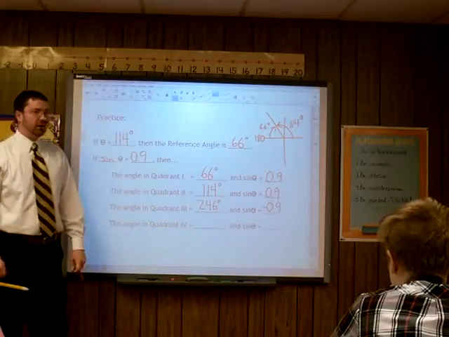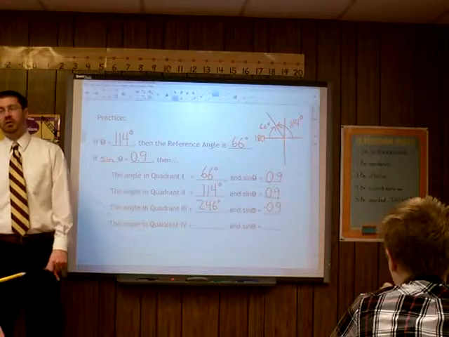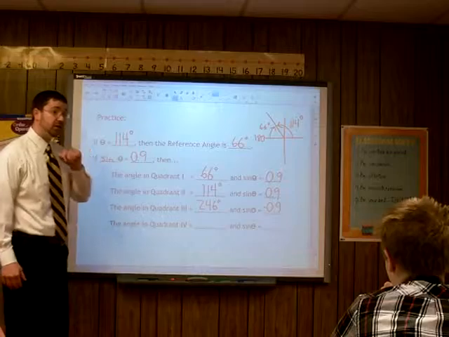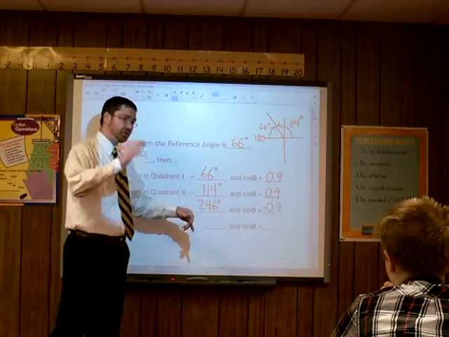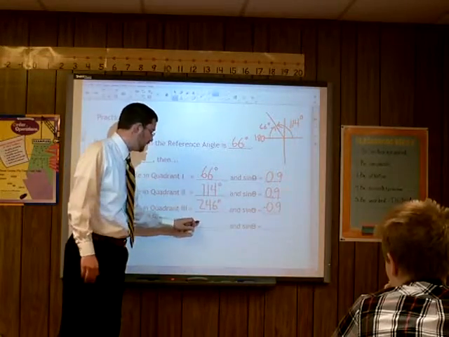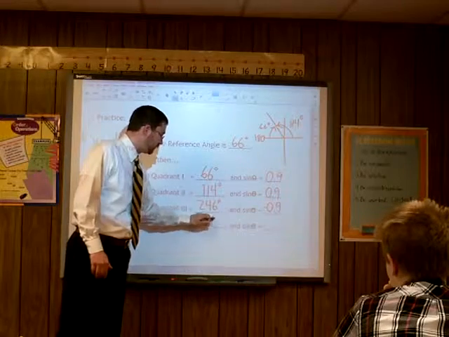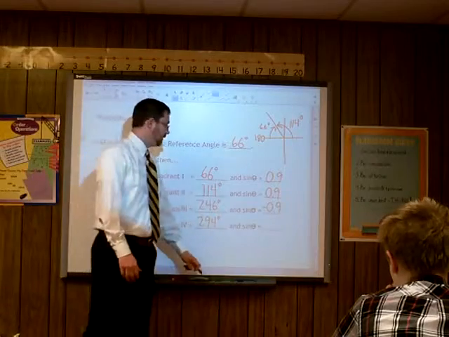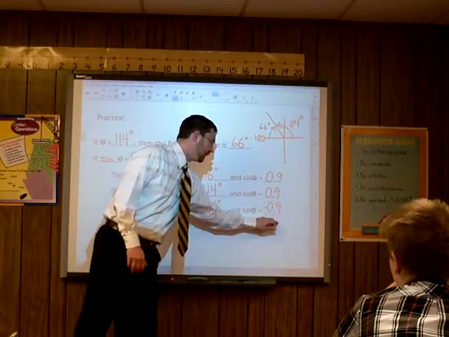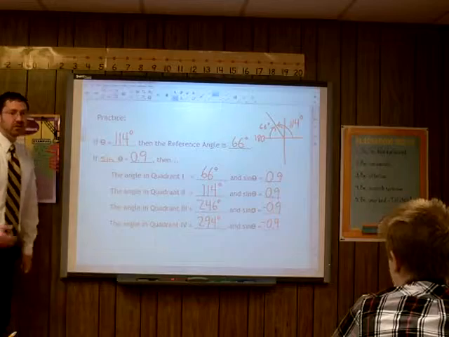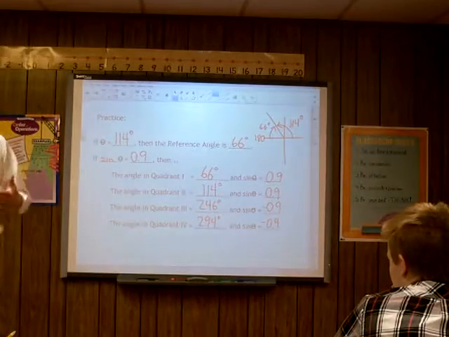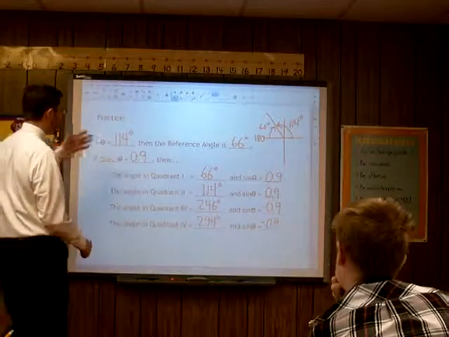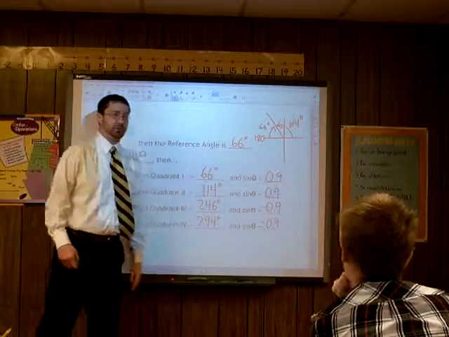Okay? And how about the fourth quadrant? What'd you say? 294. You subtract 66 from 360, and we're at 294 degrees. So the sine of 294 degrees would be negative 0.9. Okay? So this is why reference angles are so helpful, because if you know one, you automatically know three others.